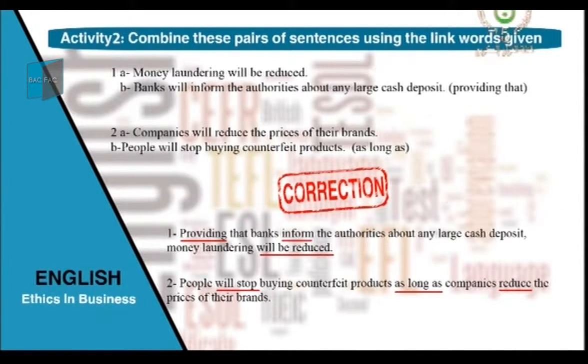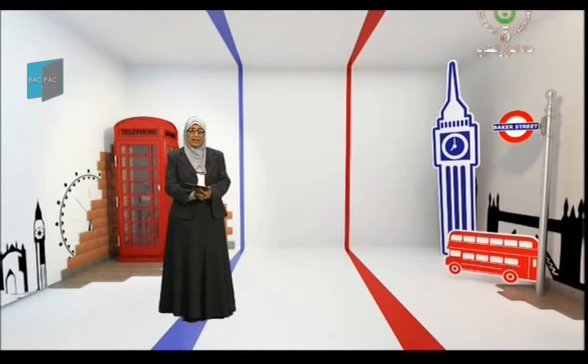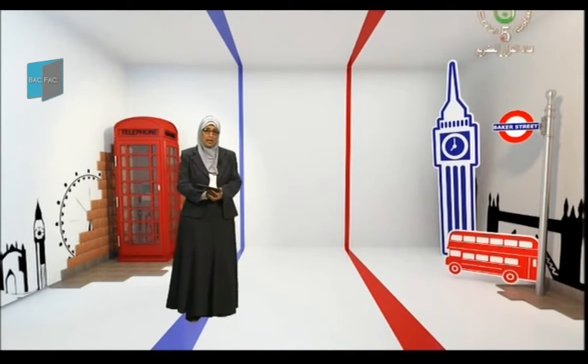And we can also say, as long as companies reduce the prices of their brands, people will stop buying counterfeit products. Here, you notice that the sentences we gave you were in the future, and you transformed the verb that comes after the link word into the present. Right, well done. That was our last grammar activity, Mr. Dehmas.